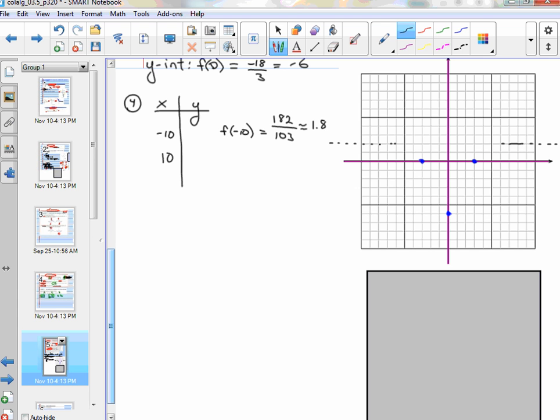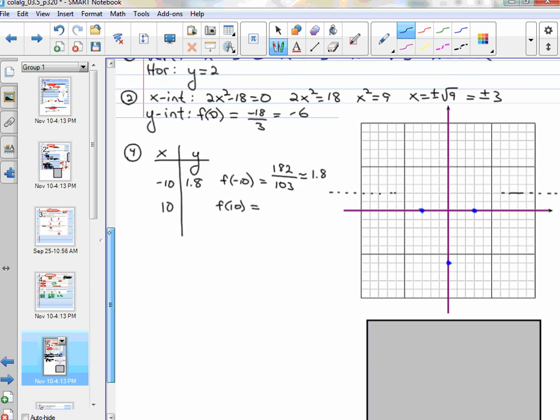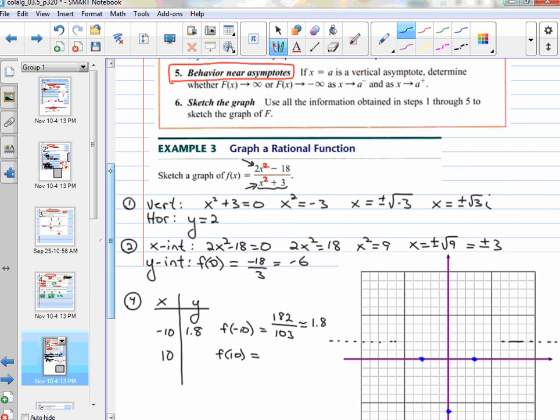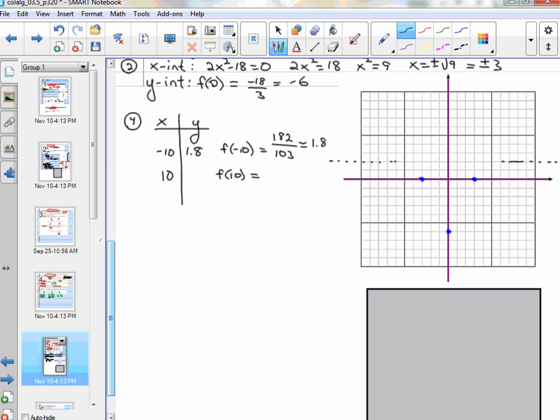So about 1.8. Now I'm going to put in a +10. It's the same thing. If I put a +10, I'm squaring it. It's going to be exactly the same thing. I get approximately a 1.8. So at -10, I'm at 1.8. At +10, I'm at 1.8.